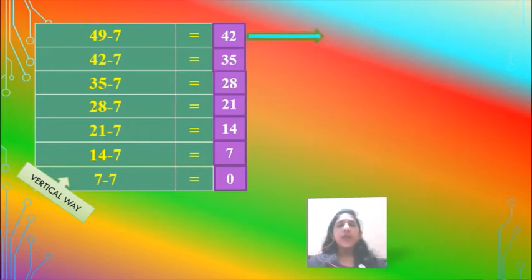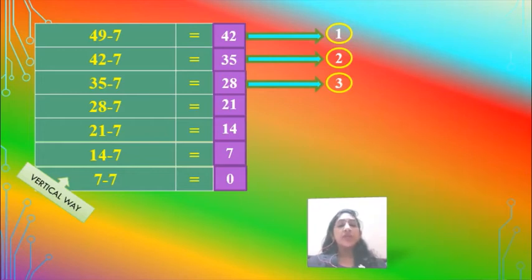So how many times did I subtract 7? Let's count. This is the first 7 that I subtract to get 42. Then from 42, when I subtracted the second time 7, I got 35 as my answer, right? And then when I subtracted the third time 7 from 35, I got 28. So I'm still left with 28, right? Remember, we should reach up to remainder as 0.